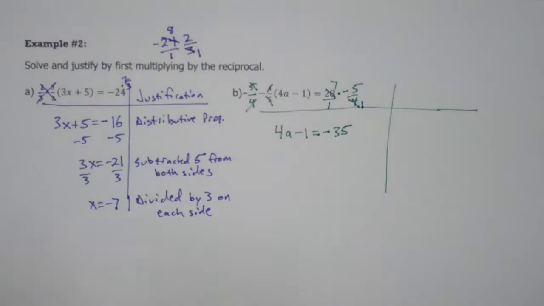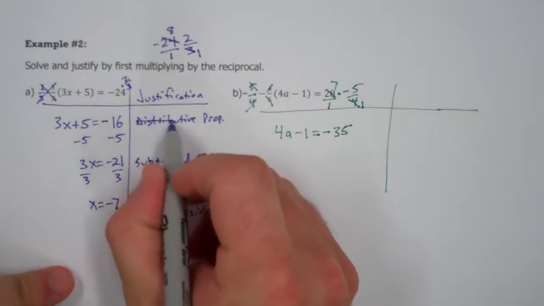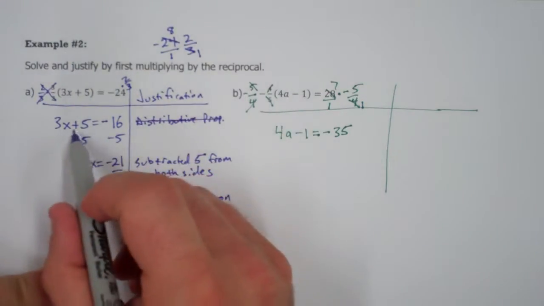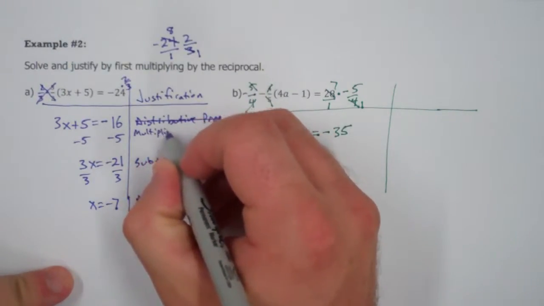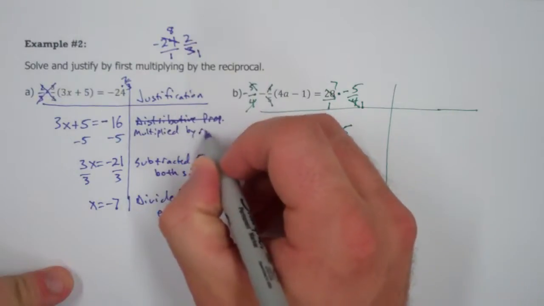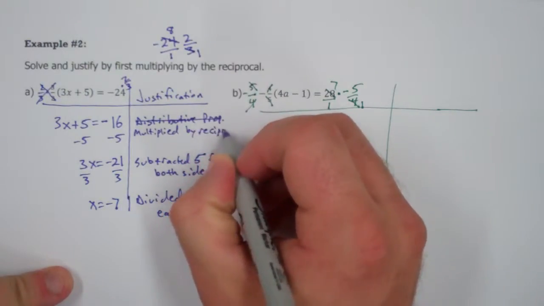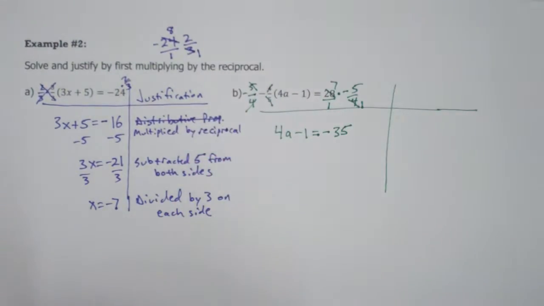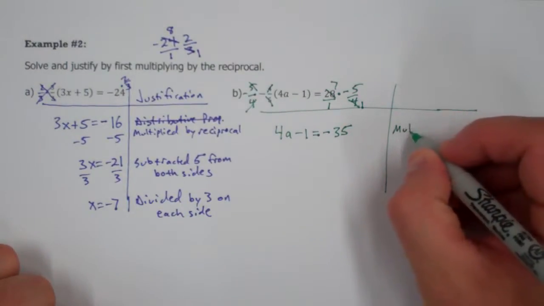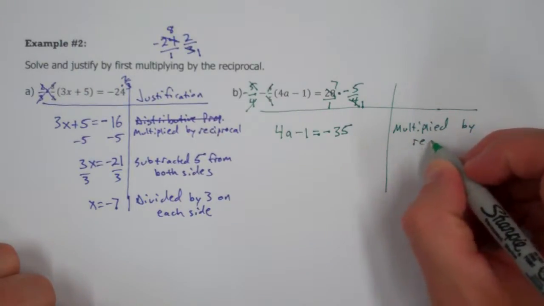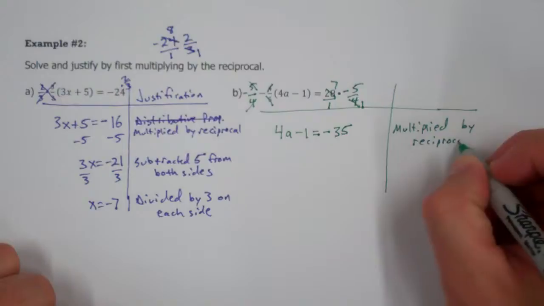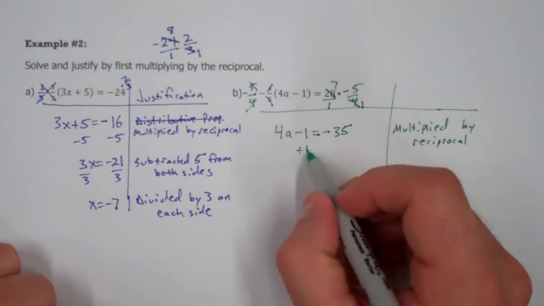And I should have corrected this mistake over here. I was going back to example 1, so my apologies. This is not the distributive property, my fault. This is multiplied by reciprocal here. There we go. And we'll do that over here. The same one, we multiplied by reciprocal. Good math words to know.